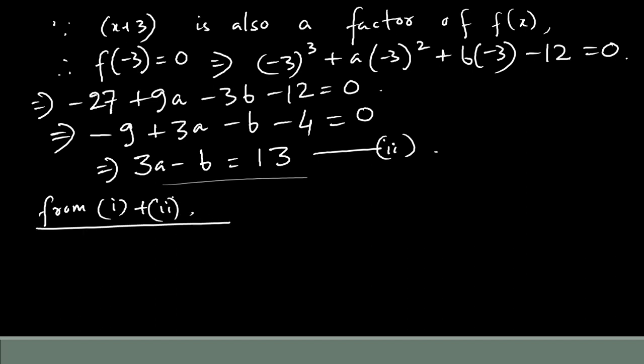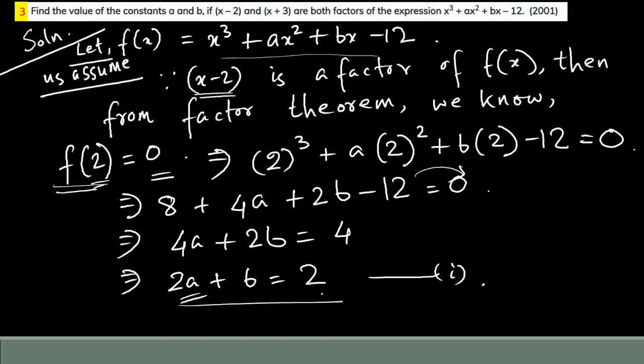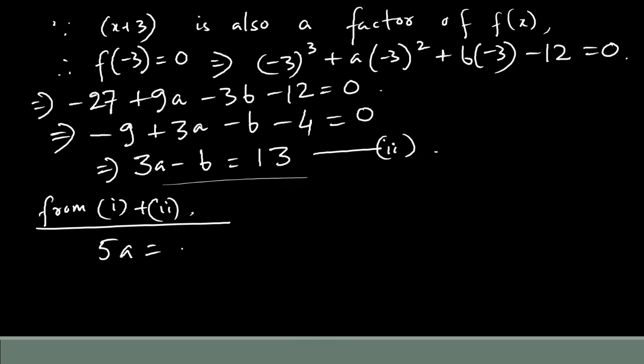When you do 1 plus 2, b and b get cancelled, right? So now you have 2a and 3a, that is 5a. And on the other side of the equation, you have 2 and 13. So 2 plus 13 is 15. So from here, you get a as 3.